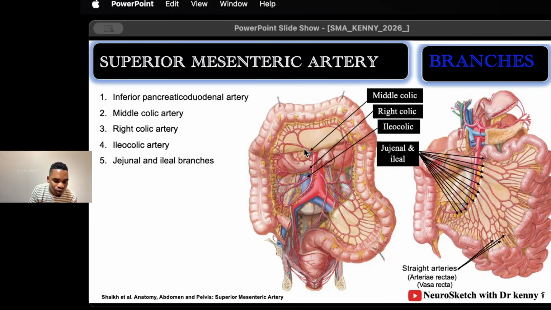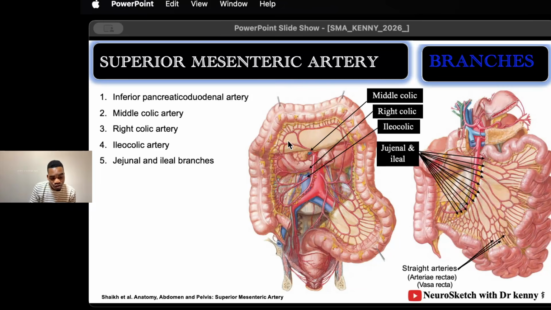So it usually bifurcates also. This is the middle colic artery. It is designated to supply the transverse colon, but it bifurcates here to form the left branch and the right branch. We have the right branch of the middle colic and the left branch of the middle colic. The right branch of the middle colic artery is going to anastomose with the right colic artery here.